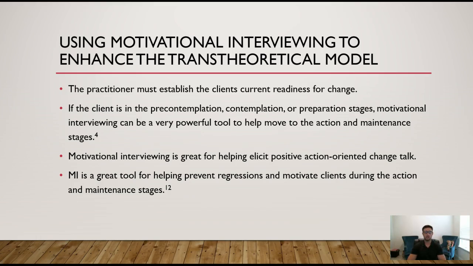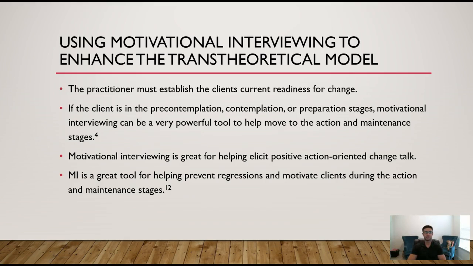So using motivational interviewing to enhance the trans-theoretical model seems to be a very strong relationship and therapy practice or counseling practice. The practitioner must establish the client's current readiness for change, obviously. If the client is in the pre-contemplation, contemplation, or preparation stages, motivational interviewing can be very powerful in helping the client move towards the action and maintenance stages that we want them to be in for change. Motivational interviewing is great for helping that elicit that positive action-oriented change talk.